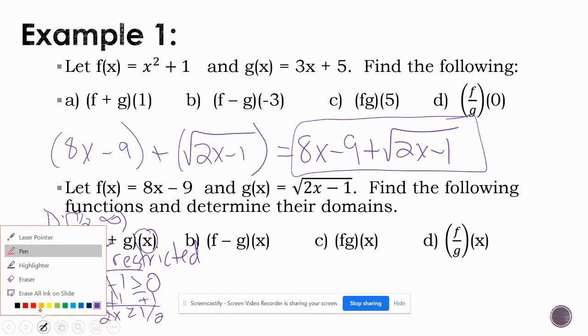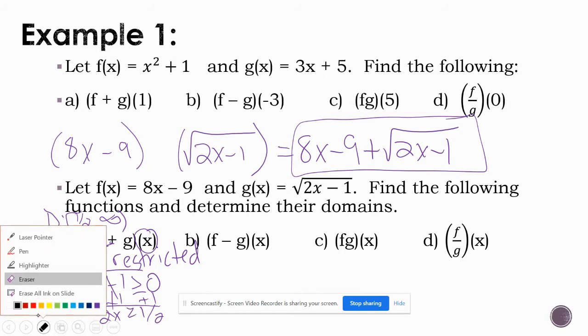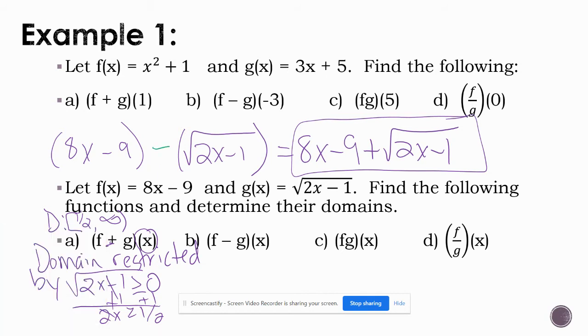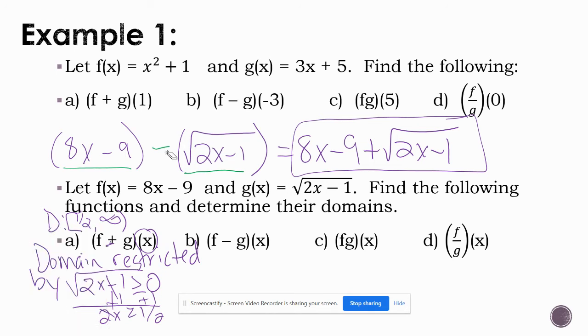For part B, f minus g. So we again have our f function, and then now we're subtracting our g function. Well, remember, we can't simplify that any further because I can't actually subtract the radical from these. There's no like terms there. So our answer is just going to change by making that a subtraction instead of an addition.